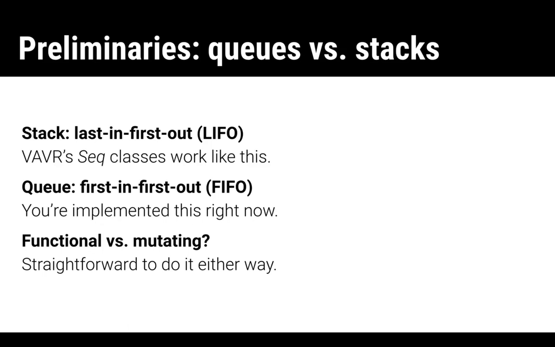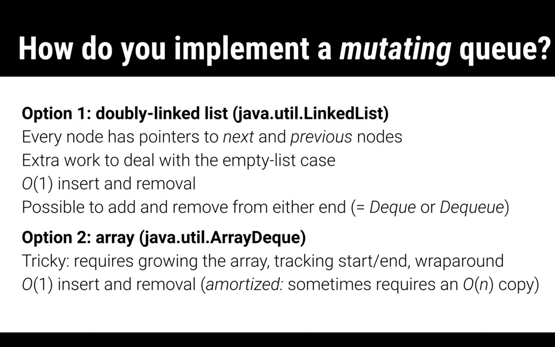A queue, on the other hand, which you're implementing this week, is first in, first out. So think of it like a supermarket checkout line. If the people who get in line are A, B, C, D, E, then the first one out is going to be A. So the first one in was A, the first one out is A. And we can build these in functional or mutating styles. It's actually straightforward to do it either way.